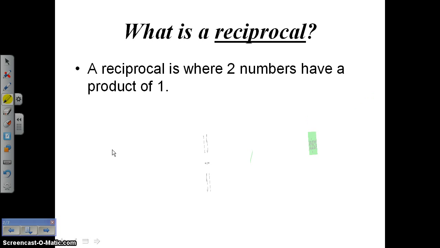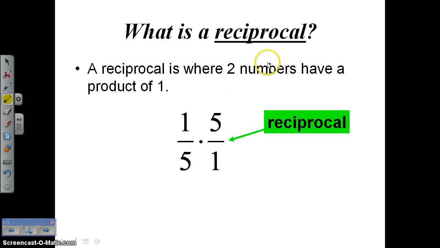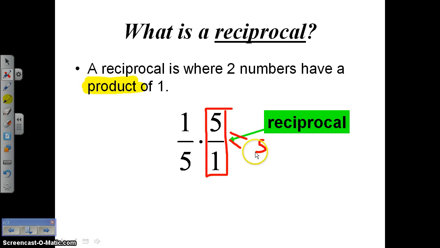A reciprocal is where the product of two numbers equals 1. Okay, so we're multiplying two numbers and it gives us the product of 1. I have here 1/5 times 5 over 1. The reciprocal of 1/5 is 5 over 1. Notice, it just flips. The numerator goes to the denominator and the denominator goes to the numerator. Because when it's multiplied out, 1 times 5 is 5, 5 times 1 is 5. That gives you the answer of 1. So 5 over 1 is the reciprocal of 1/5.